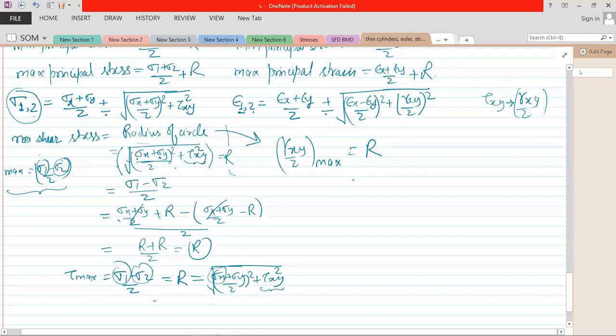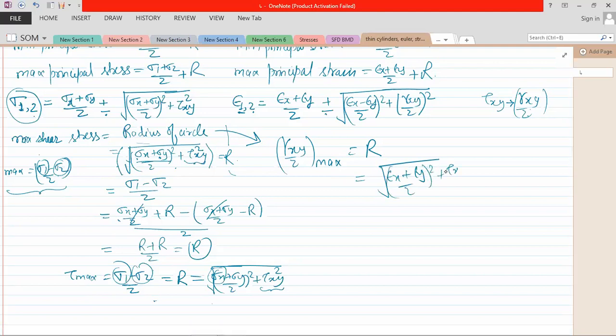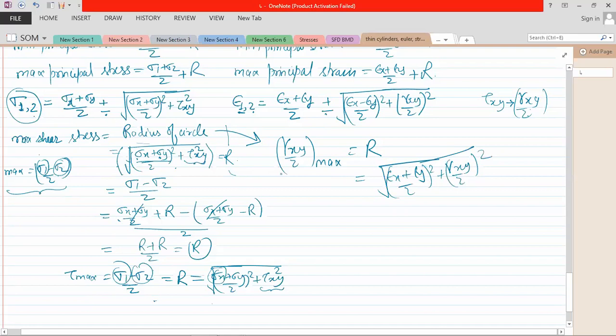And now what is the radius of the circle? The radius of the circle is the square root of ((epsilon x plus epsilon y)/2) whole square plus (gamma xy by 2) whole square. This is your radius of the circle. So you can also write the maximum of gamma xy by 2 as equal to (epsilon 1 minus epsilon 2)/2. You can also write it in that way.